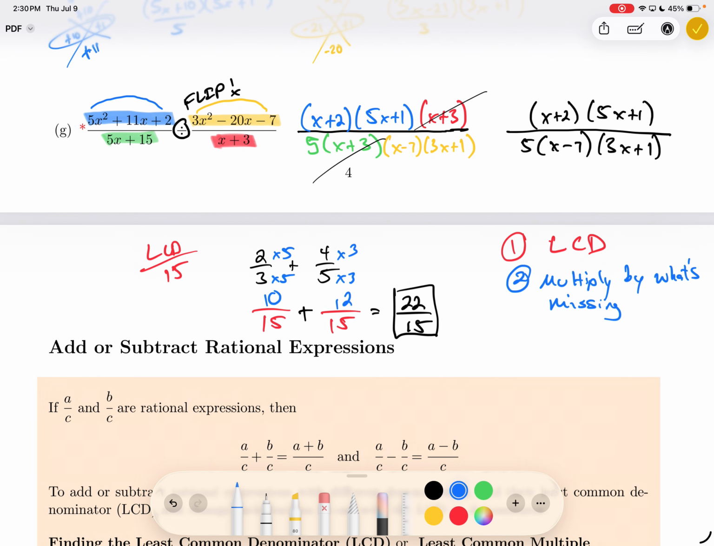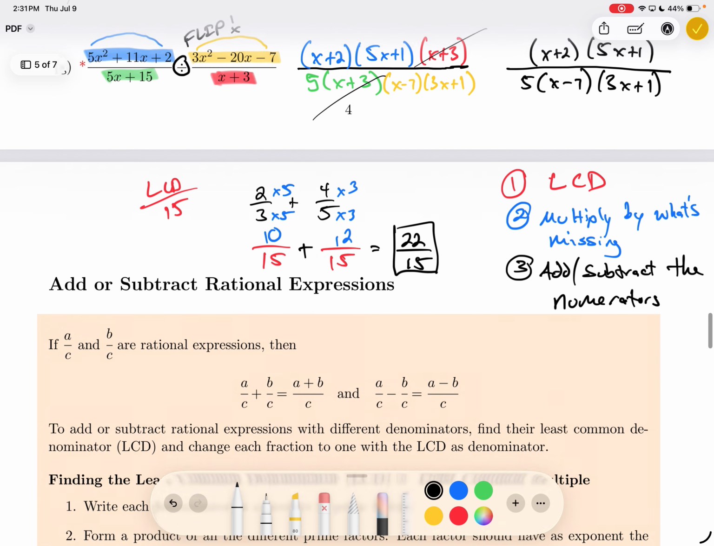So when I add, you add or subtract the numerators. You do not change the denominator. Those are the three steps of adding and subtracting fractions. Well, the same steps are going to be used with the rational expression. We're going to find the LCD, we're going to multiply by what's missing, and then you add or subtract the numerators.